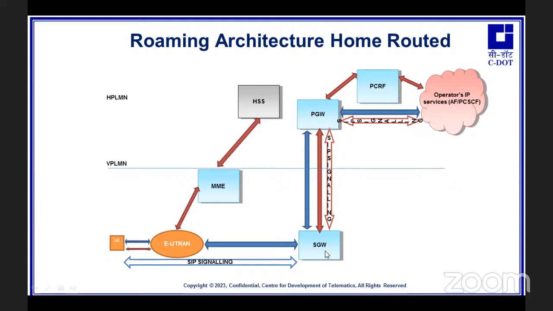So the S gateway will send a create session request to its home P gateway for that subscriber, and ultimately the service will be given from the home network. That is why it is called home routed roaming. And the P gateway again sends a CCR, credit control request, to the PCRF and finds the QoS defined for that particular subscriber. And the P gateway again gives the same QoS to this subscriber. So that is how home routed roaming works.